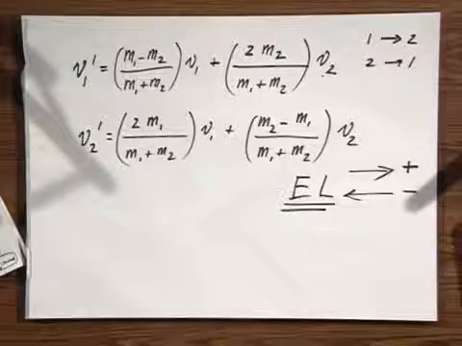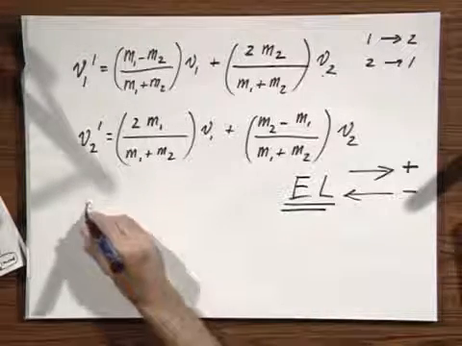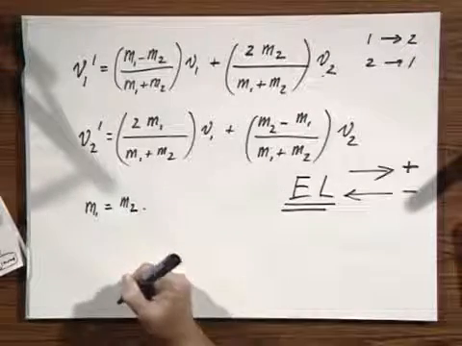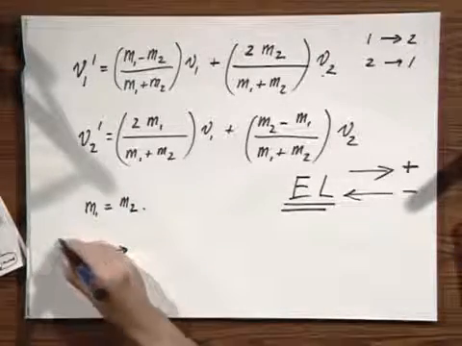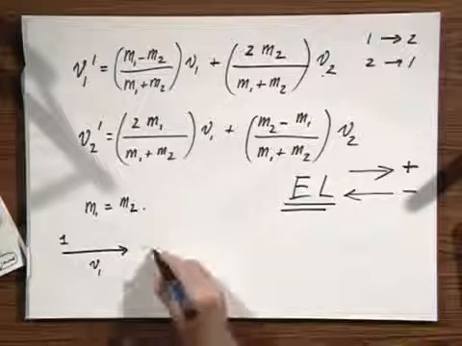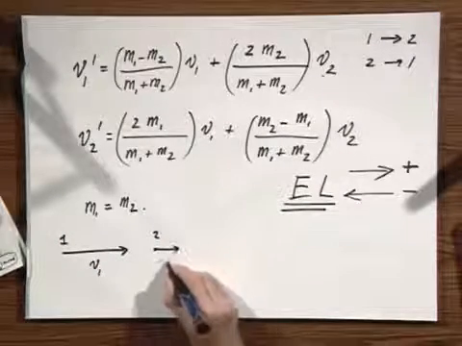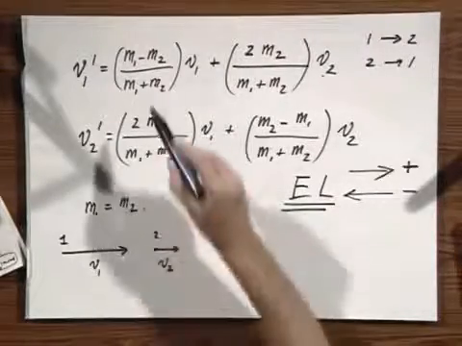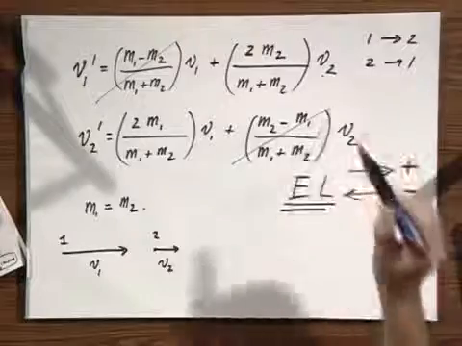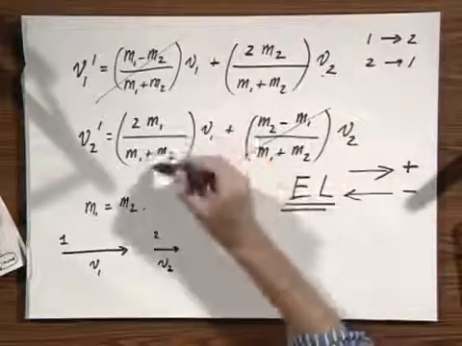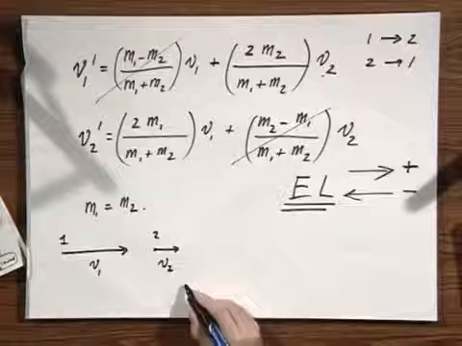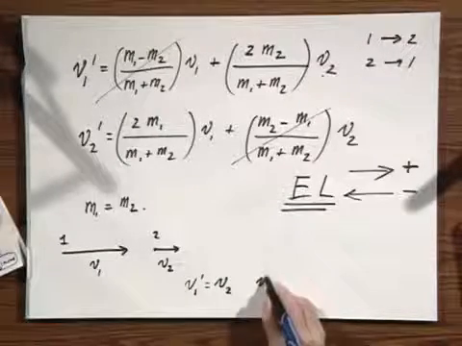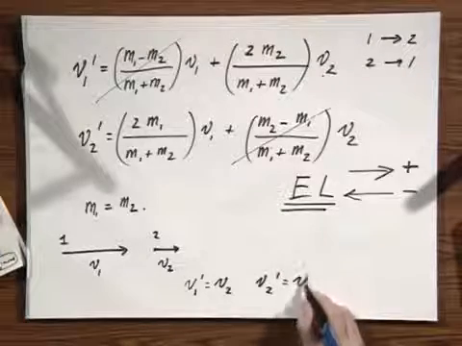Now let's take a very special case. Let's take the case that M1 equals M2. Here is M1 with velocity V1, and here is M2 with velocity V2. And if you now take M1 equals M2, this is gone, and this is gone, this is 1, and this is 1, what do you find to your great surprise? That V1 prime equals V2, and V2 prime equals V1.